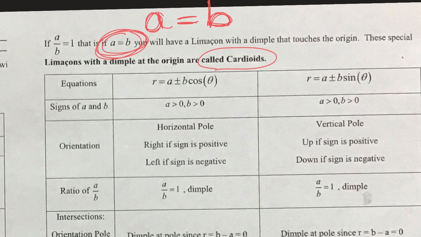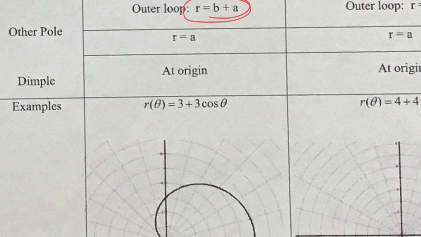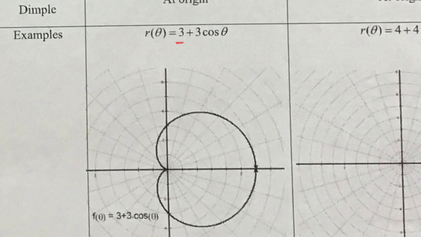Okay, a limacon with a dimple at the origin is what it's called. Technically, a dimple at the origin. But a dimple at the origin comes out to look like a heart, which is why they're called cardioids. So the pole, the inner one is at 0, so we don't have to worry, but the outer loop is still found by adding these 2 things together. So you know it's a cardioid because these numbers are the same.